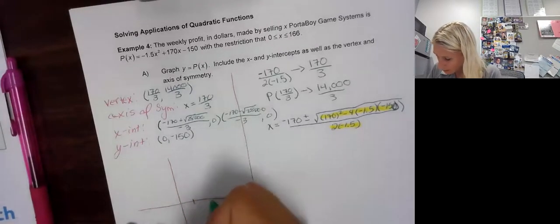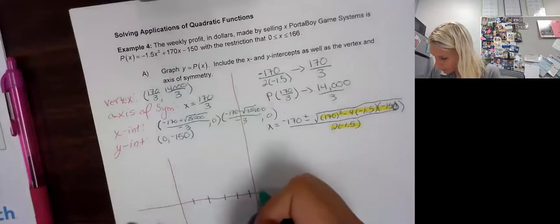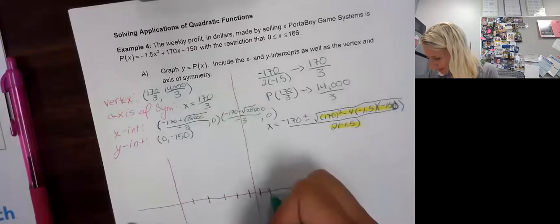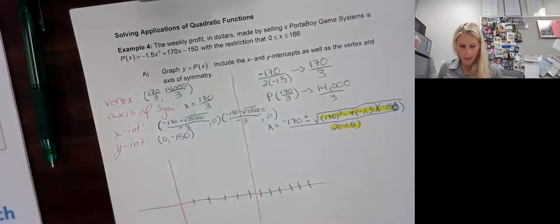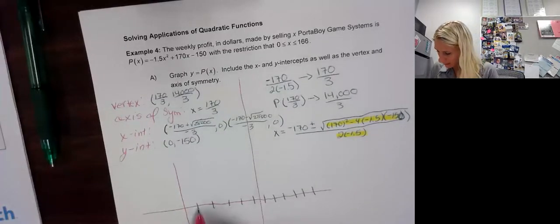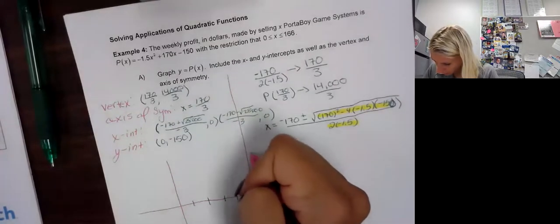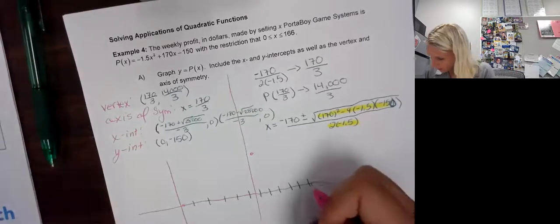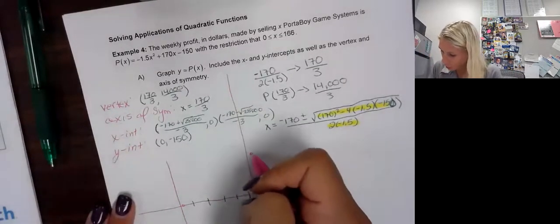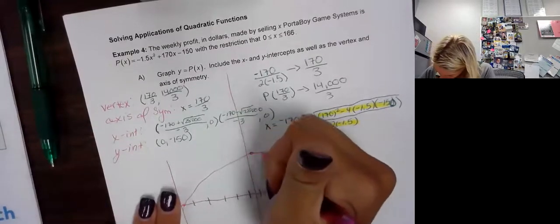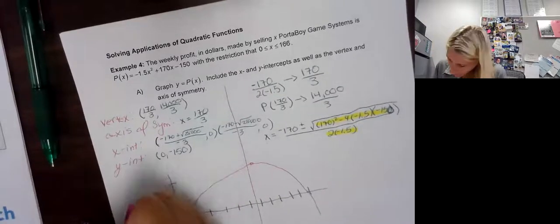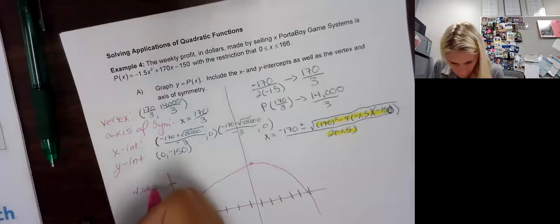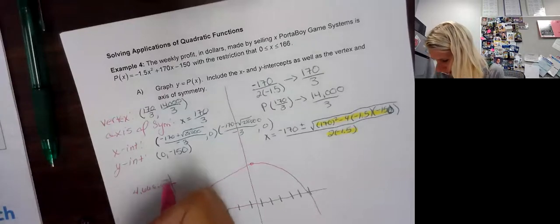Remember that when you're graphing, it went 10, 20, 30, 40, 50, 60, 70, 80, 90, up to 120. I know that the vertex is going to be between 50 and 60, so somewhere here. I know that the x-intercepts are right here and right here. As you can see, that doesn't look nice because my spacing is gone. I also know that 14,000 over 3 is 4,666.67, or 66 repeating.